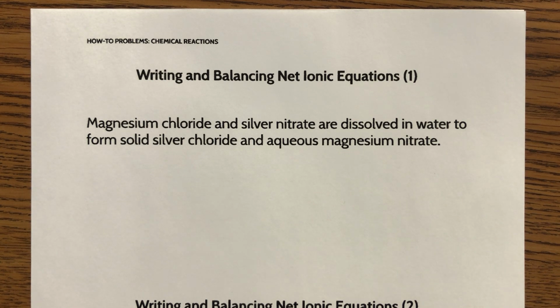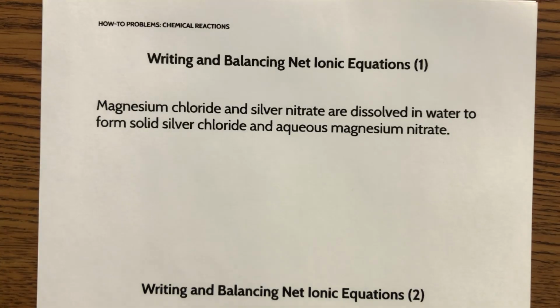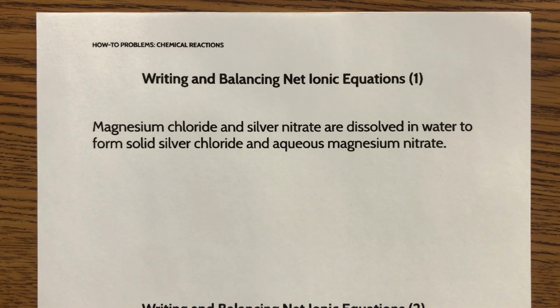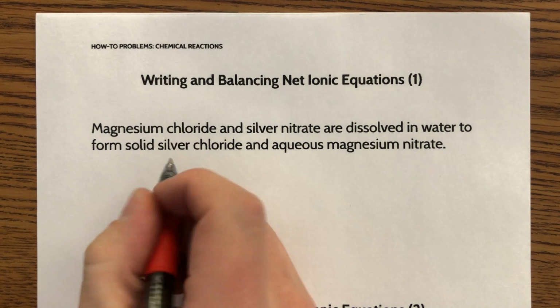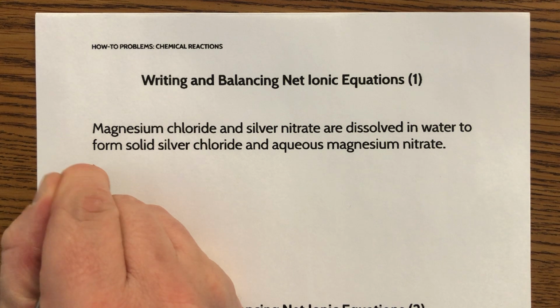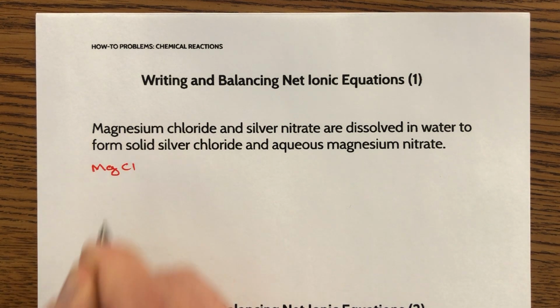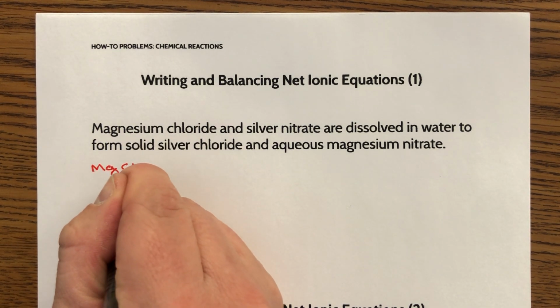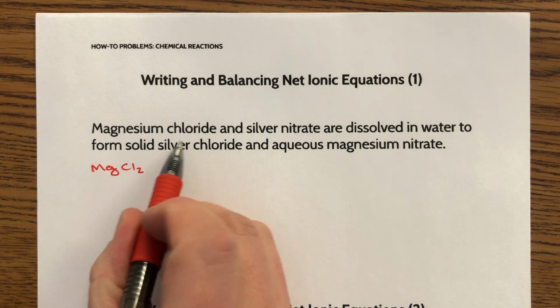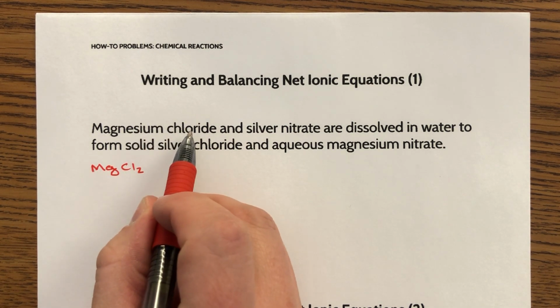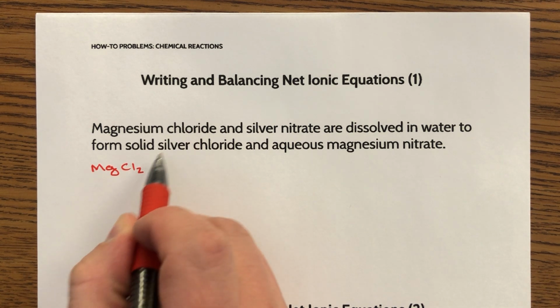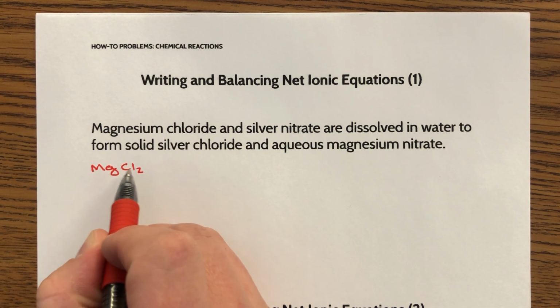Now we have magnesium chloride and silver nitrate dissolved in water to form solid silver chloride and aqueous magnesium nitrate. So when we're writing this out, we're going to incorporate some new concepts into what we already know about writing equations. So let's do this. We have magnesium chloride, so MgCl, and I imagine there's going to be two chlorides on that one, because we know magnesium is going to give away 2 electrons, and chlorine can only accept 1 electron, so we have to have 2 of them.